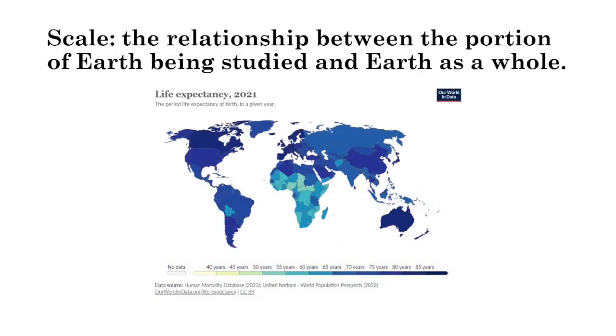So let's talk about scale. Scale is the relationship between the portion of Earth being studied and Earth as a whole, and scale determines how much data we are given about a place. So here we have a global scale. We are looking at the life expectancy across different countries across the globe. That's why it's a global scale. That's what we're looking at. We can't really get any more specific though. We can't see what's inside the countries though, unfortunately.